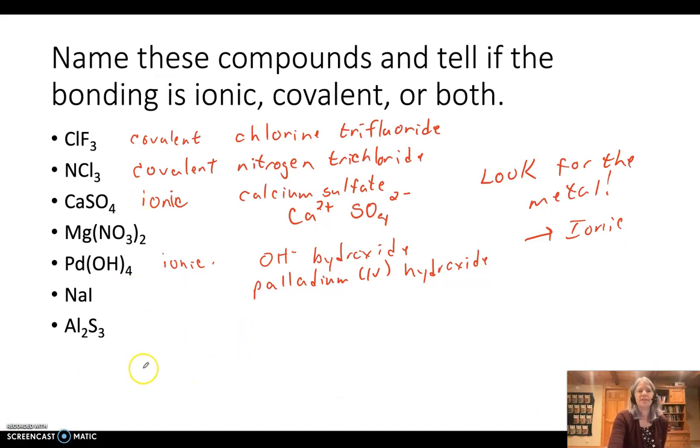So try some more of these. And again, if you see a metal, it's ionic. If you don't see a metal, it's covalent. If you have something like calcium sulfate, right, it's ionic, but at the same time we have the sulfate anion, and within the sulfate anion we have covalent bonds because these are both nonmetals. So that one is going to be both. So give that a try.